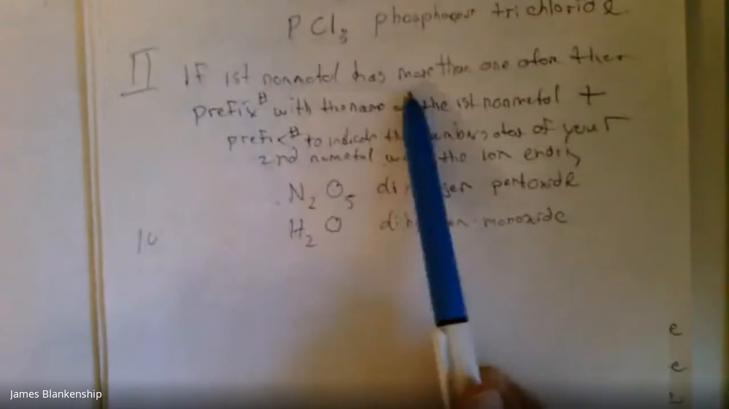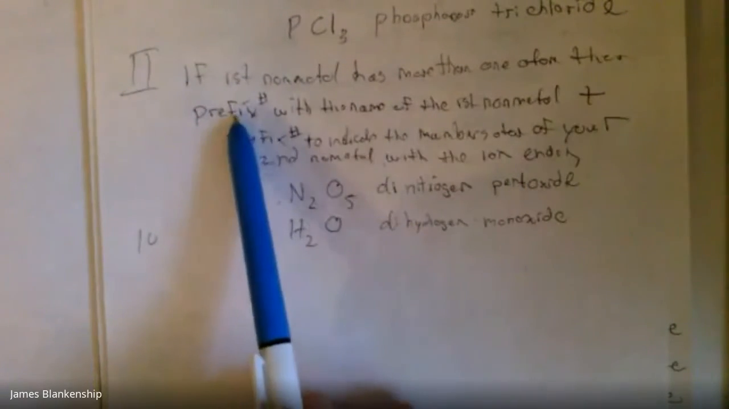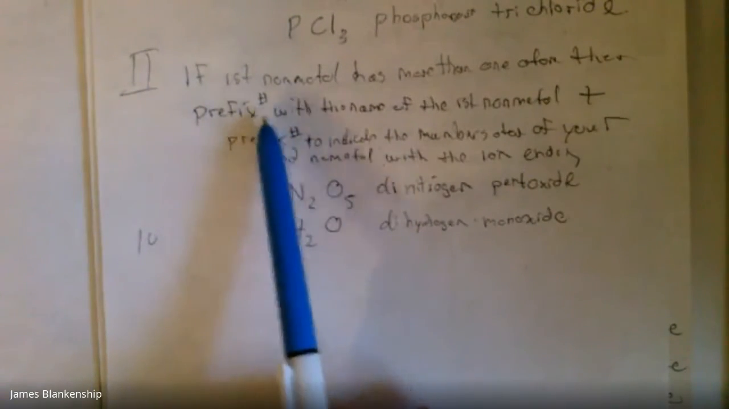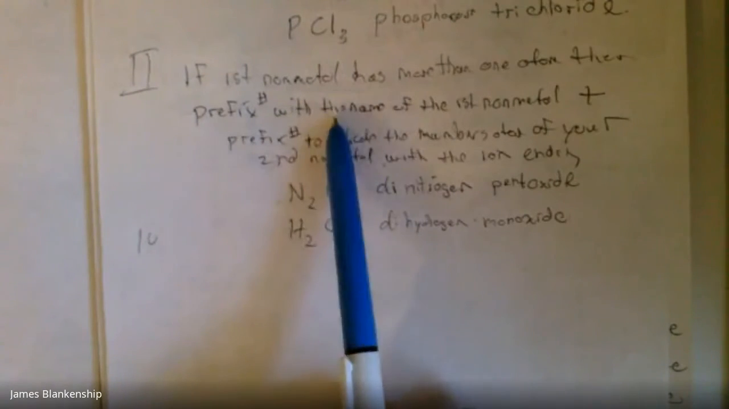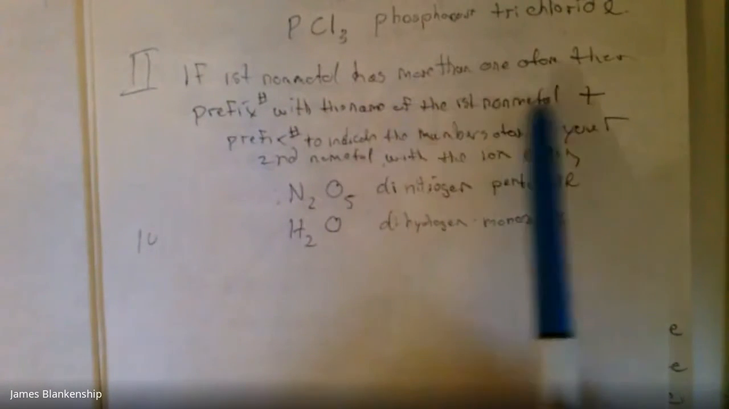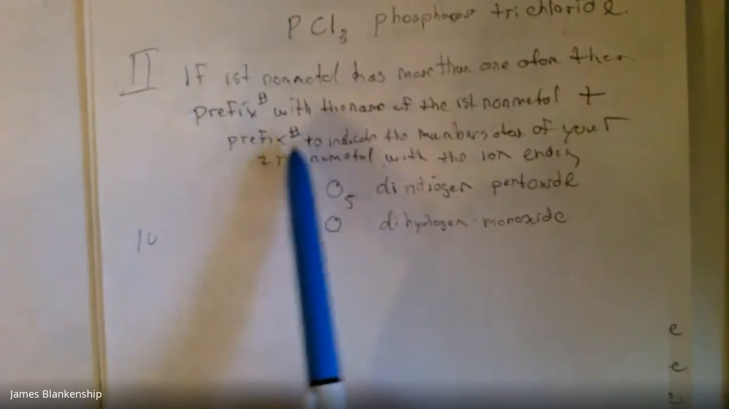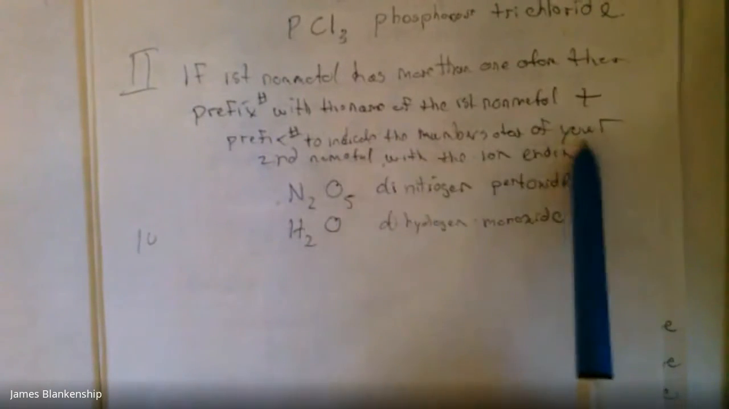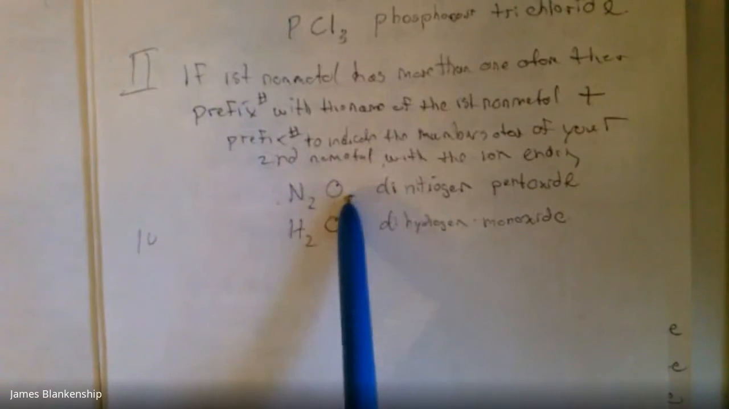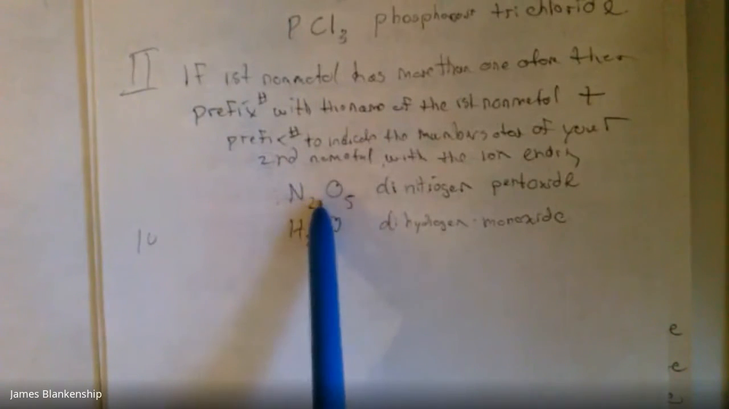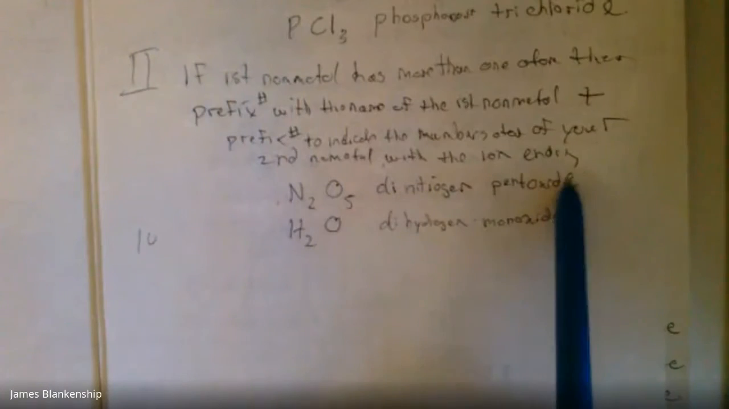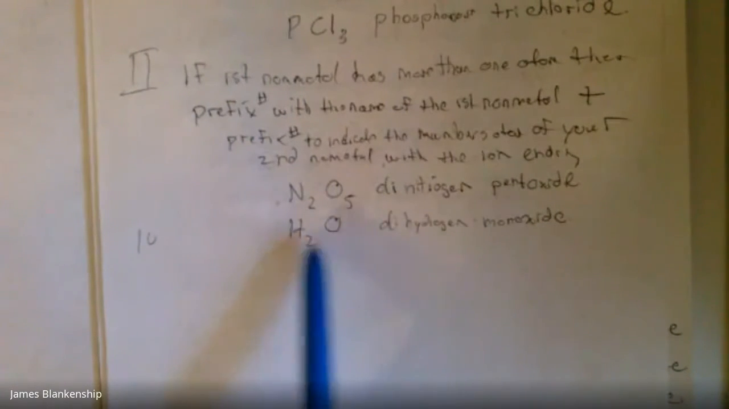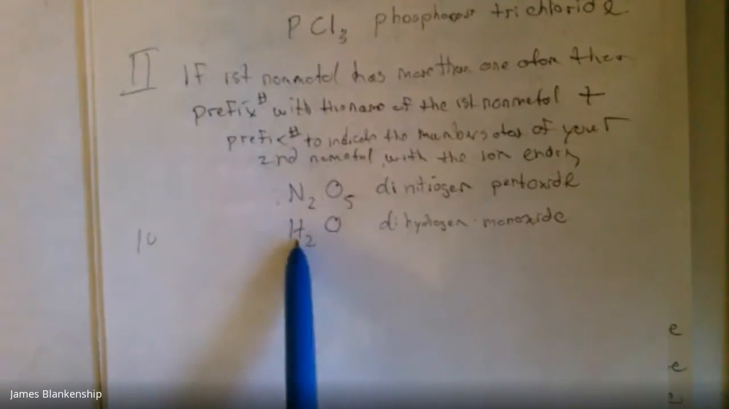But when our first nonmetal has more than one atom, then we have to give a prefix to tell the number of the first one with the name of the first nonmetal, and a prefix to indicate the number of atoms in your second nonmetal with the ide ending. N2O5, very common, pops up on tests. Dinitrogen pentoxide.